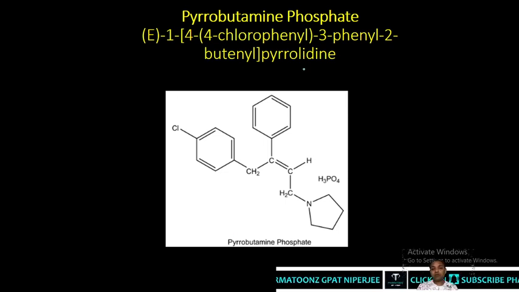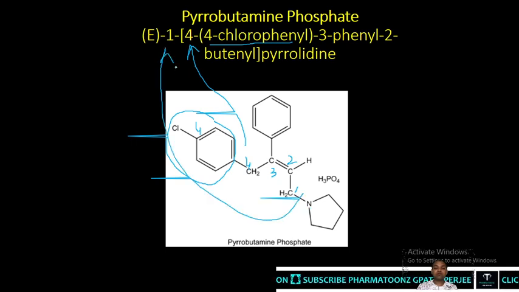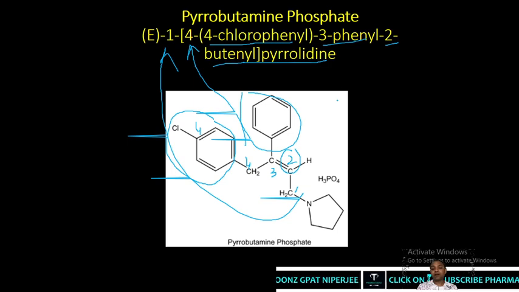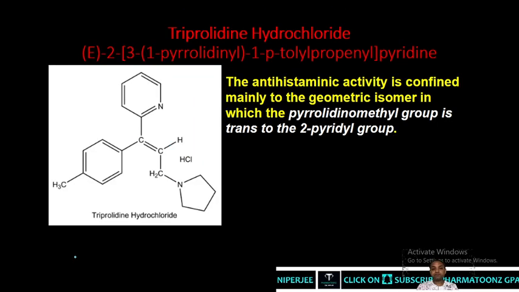This is the structure of pyrrobutamine. You can give a nomenclature which starts from here. So this is 1, 2, 3 and the fourth carbon. On the fourth position there is a chloro, so this is 4-chlorophenyl. This is the fourth position and this is the first position. On the third carbon there is a phenyl ring, so 3-phenyl, 2-butenyl, because the double bond starts at the 1 and 2 position, and last is pyrrolidine. In this way you can give a nomenclature to the structures.